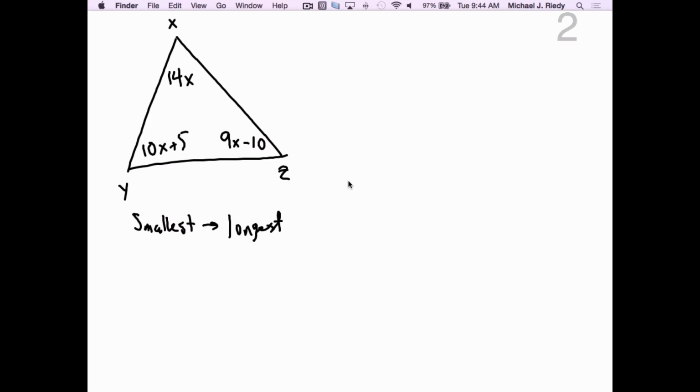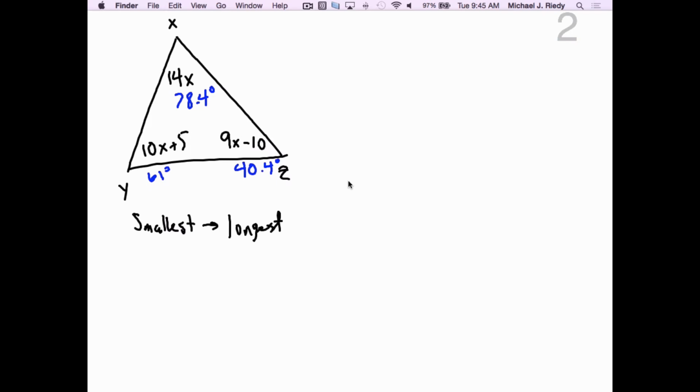So if it's about 5.6, this angle turns out to be what? About 78.4. And this one turns out to be about 61. And this one turns out to be about 40.4. And again, I don't care if they're exact. I don't care if they add up to 180. It just gives me an idea of which one is the biggest angle, the smallest, and the medium one.